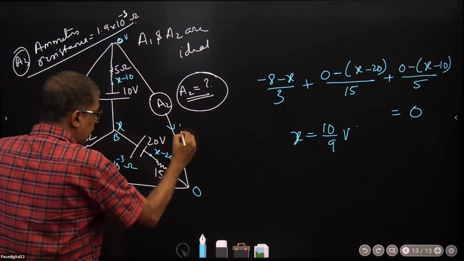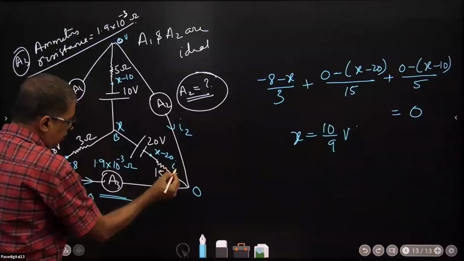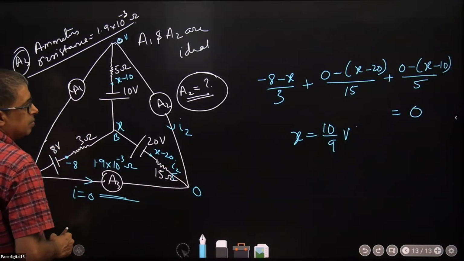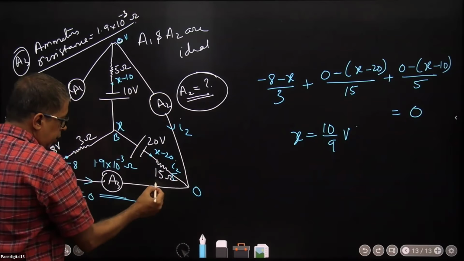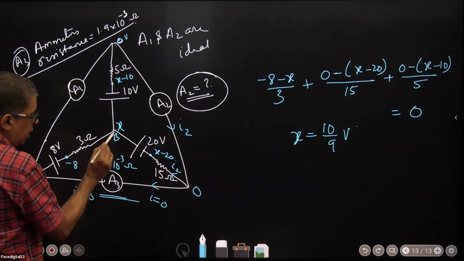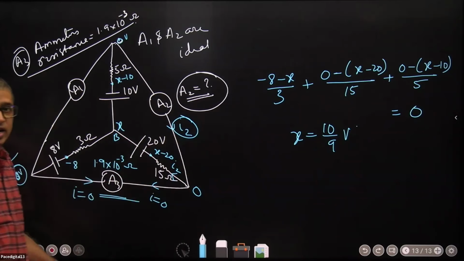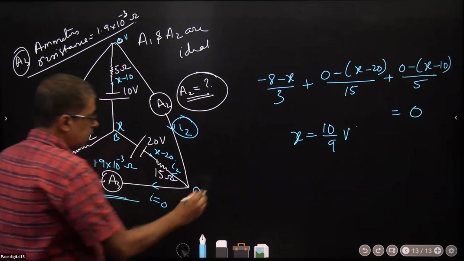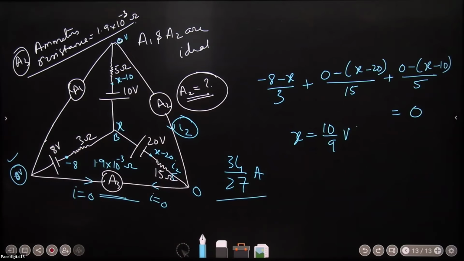Now, if I2 current is coming in this branch, no current goes in this other branch. So whole of I2 should go in this branch. Calculate the current in this branch from X. That will be your value for I2. 34 by 27 amperes.